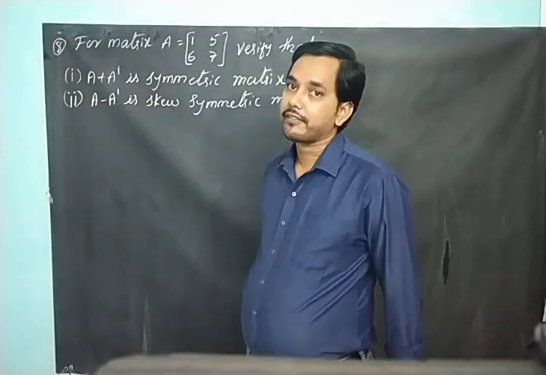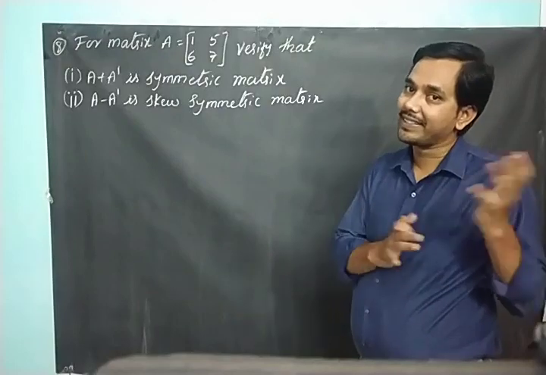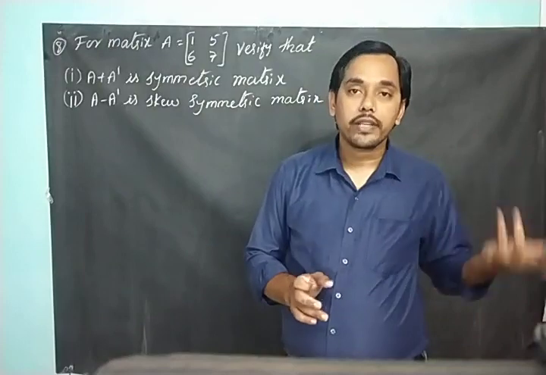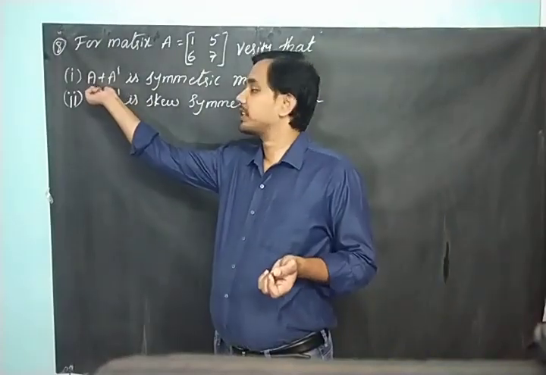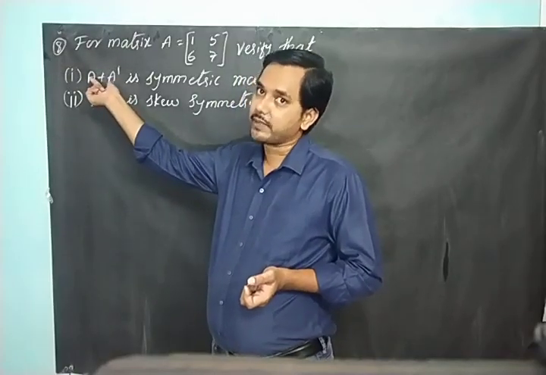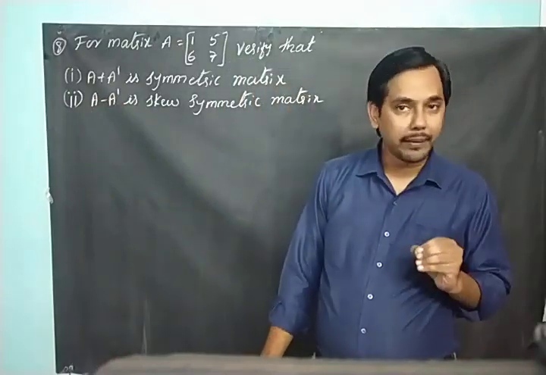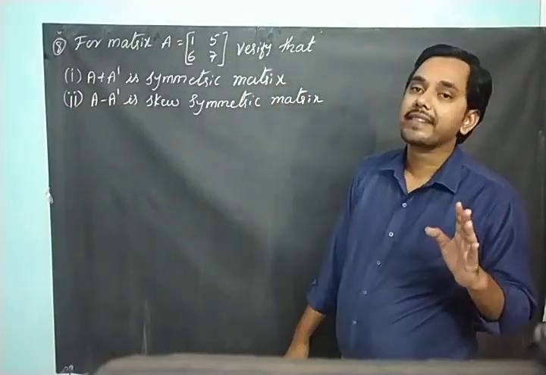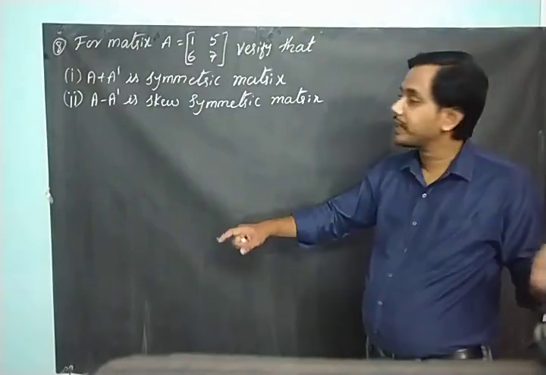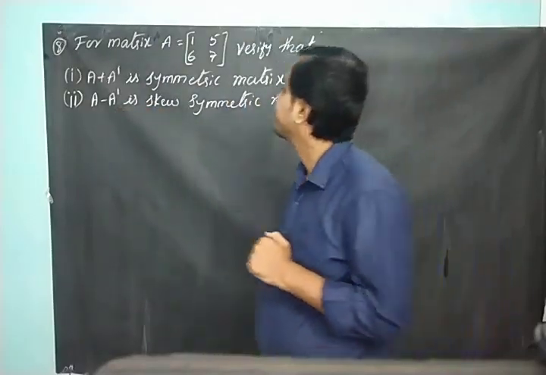Whatever matrix we get, we should take the transpose of that matrix, because we need to prove that the obtained matrix is symmetric. When will a matrix be symmetric? When it is equal to its transpose. If A plus A transpose is to be symmetric, then the matrix A plus A transpose should be equal to its transpose. Similarly, A minus A transpose will be a matrix. If it has to be a skew symmetric matrix, then its transpose has to be the negative of this obtained matrix. So we will check how it works out.